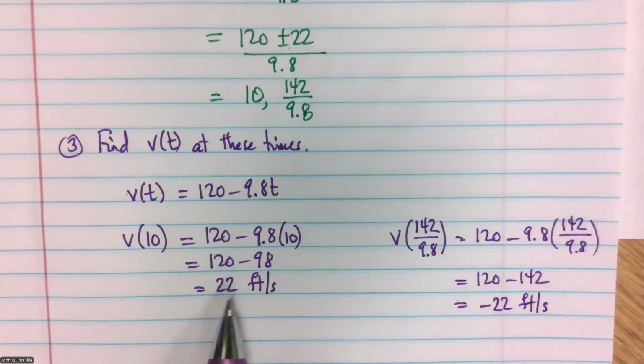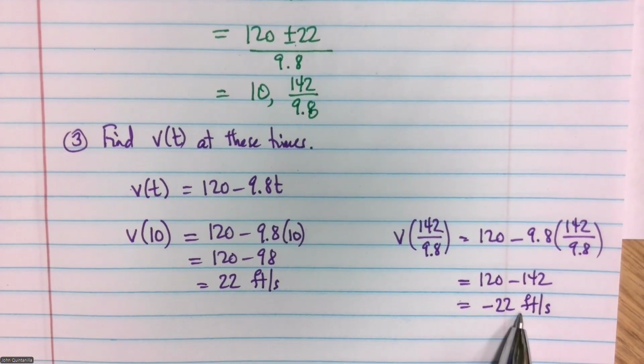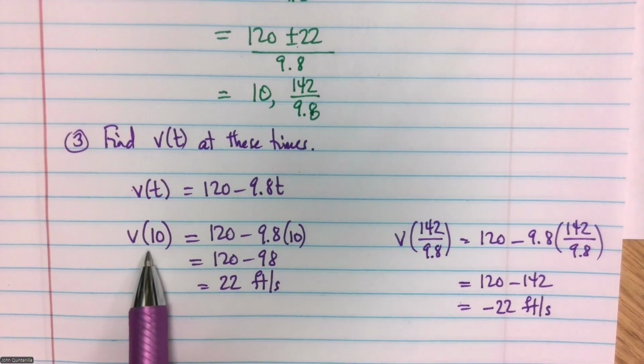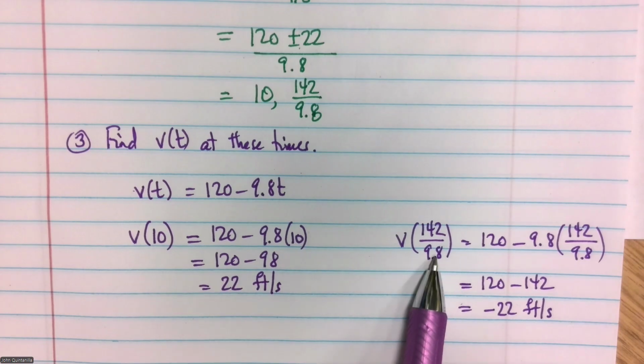So for this one, the cannonball would be going upward at 22 feet per second. For this one, the cannonball would be going downward, falling at 22 feet per second. At 10 seconds, it hasn't quite reached the peak. At the other time, it has gone past its peak and is now falling downward. Those are the two possible velocities when the cannonball strikes the bird.